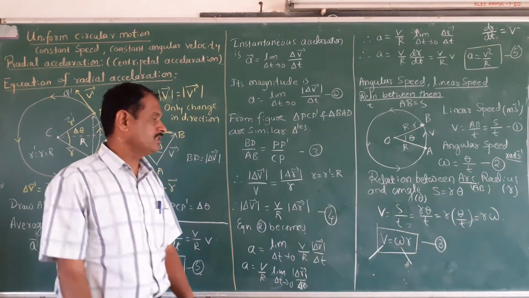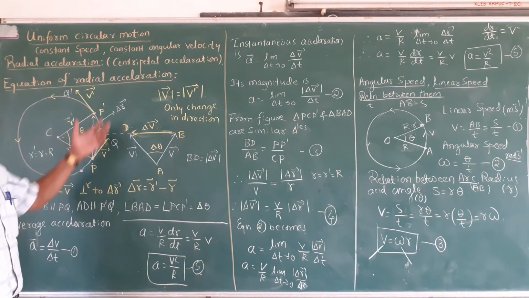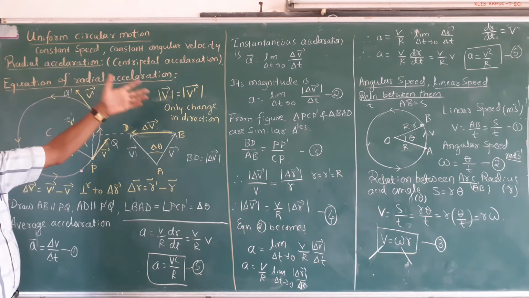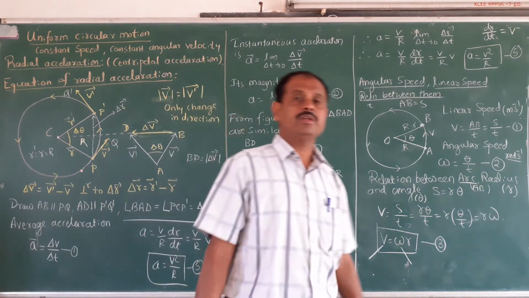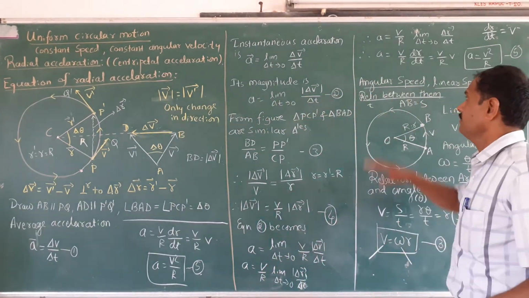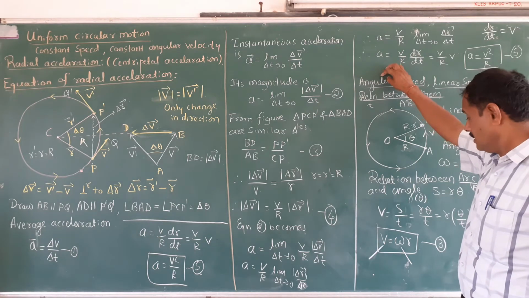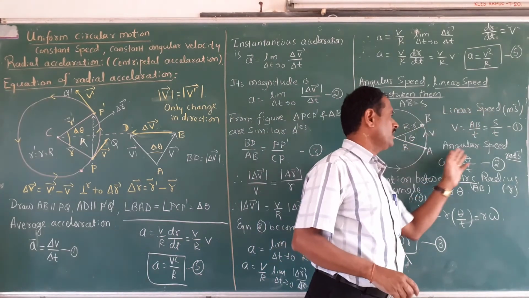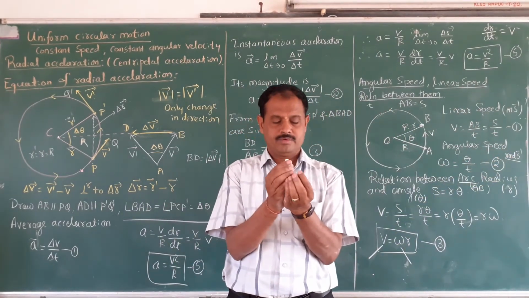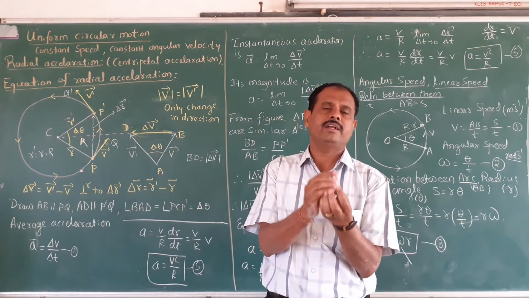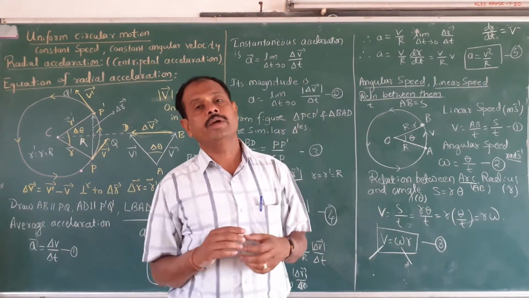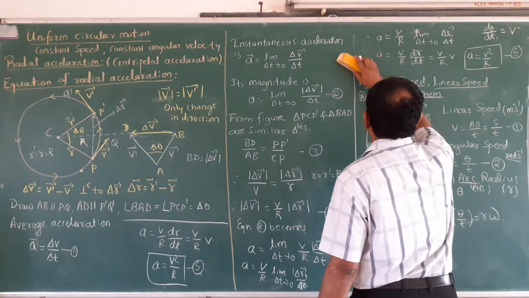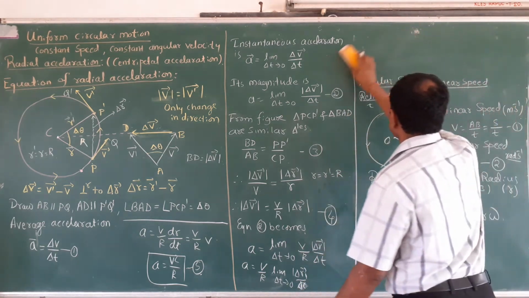Now see here, in this video clip, I want to discuss the meaning of uniform circular motion, for example, and the meaning of radial acceleration. Then you obtain the expression for the radial acceleration. Very, very important. Also, the definition of linear speed, angular speed, and the relation between them, V is equal to omega R. One more point in uniform circular motion.